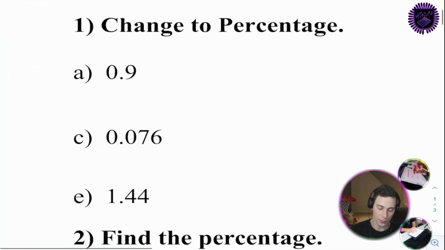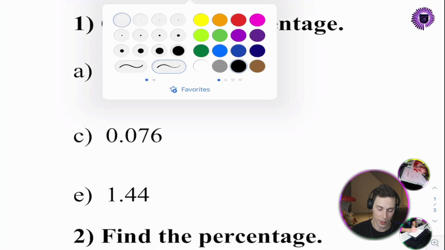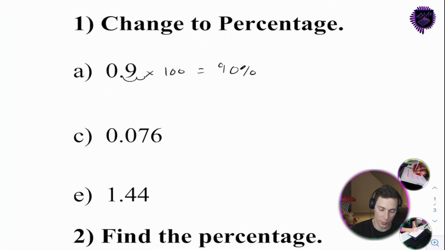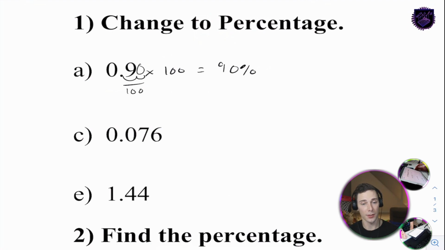So with something like 0.9, we can already think of it as 9/10. 9/10, we can simply multiply this by 100, and this is going to give us 90%. Right, we just move our decimal over 2 places. Or we can also think of it as writing that decimal as a fraction, then multiplying it by 100.